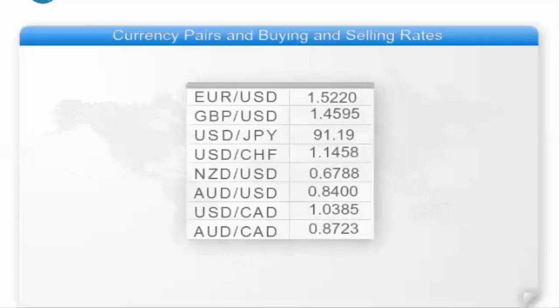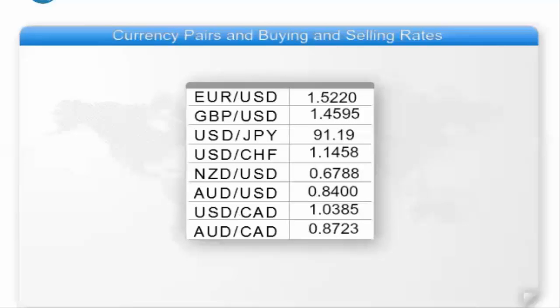Currency pairs and buying and selling rates. In foreign currency trading, there are always currency pairs: the base currency and the counter currency. Now the base currency is, in essence, our product. It is denoted on the left side of the pair. We always buy or sell the base currency. The counter currency is the means of payment and is denoted on the right side of the pair.